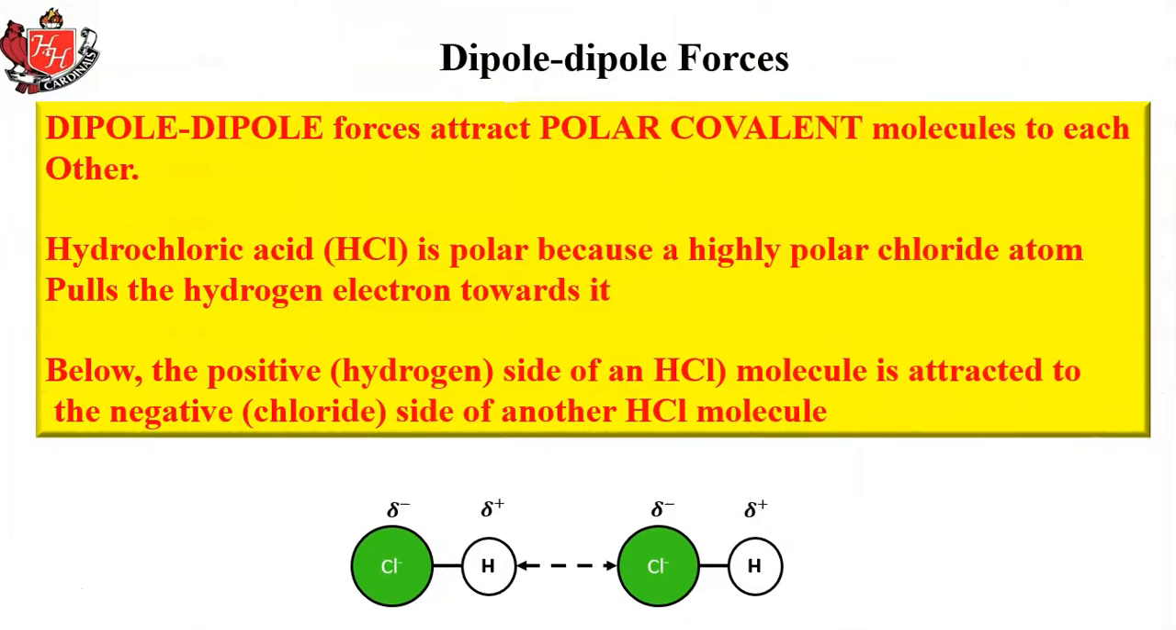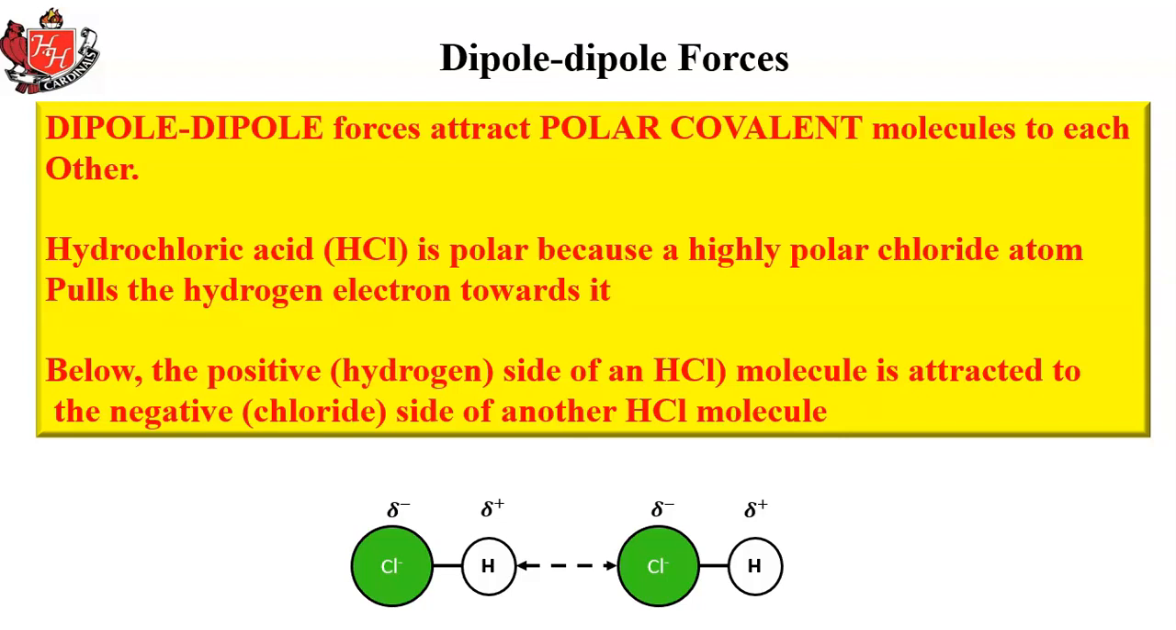Now, dipole-dipole forces. Dipole-dipole forces attract polar covalent molecules to each other. Hydrochloric acid, HCl, is polar because a highly polar chlorine atom pulls the hydrogen electron towards it. So below, the positive hydrogen side of an HCl molecule is attracted to the negative chlorine side of another HCl molecule. So in this case, you have two molecules.